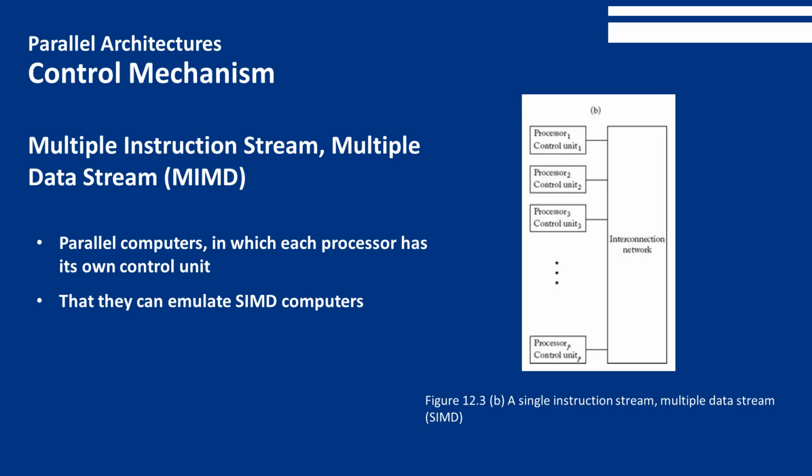Parallel computers in which each processor has its own control unit are called multiple instruction stream, multiple data stream computers. MIMD computers store both the operating system and the program at each processor. Many MIMD computers have extra hardware that provides synchronization, which means that they can emulate SIMD computers.